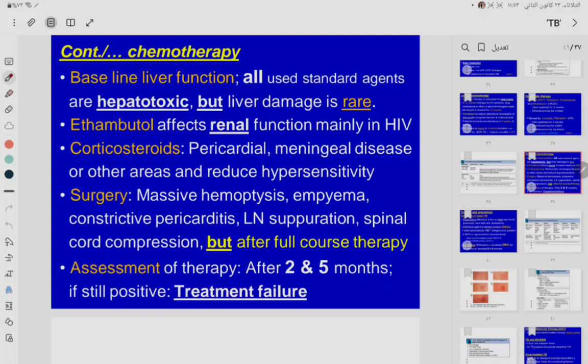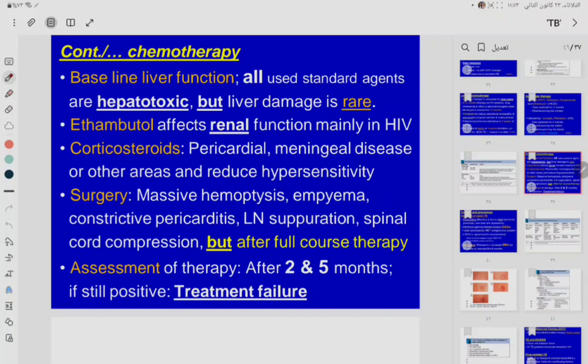Corticosteroids should be given in pericardial, meningeal, and other areas to reduce hypersensitivity. Surgery is for cases of massive hemoptysis and loculated empyema, then you ask the thoracic surgeon to come and do VATS, video assisted thoracoscopy, and remove them. Otherwise the lung will be entrapped, and after 6 to 8 weeks, even if you refer him to surgery, the lung is unlikely to re-expand. Okay. Assessment after 2 to 5 months: if still positive, treatment failure.